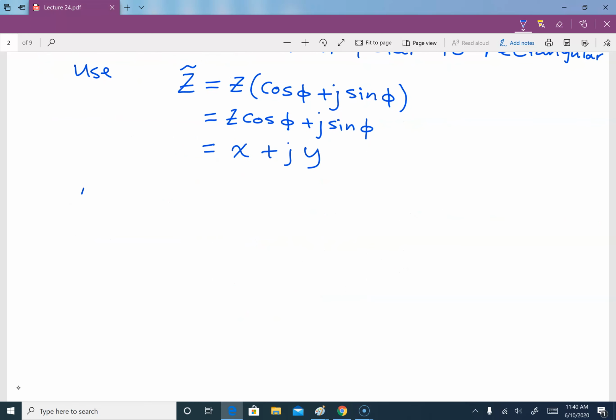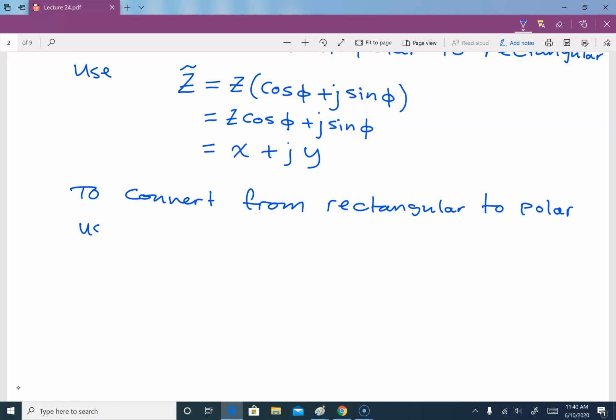And to convert from rectangular to polar, use this: phasor z is equal to the square root of x squared plus y squared, because this is the magnitude of that complex number, with an angle of inverse tangent of y over x.